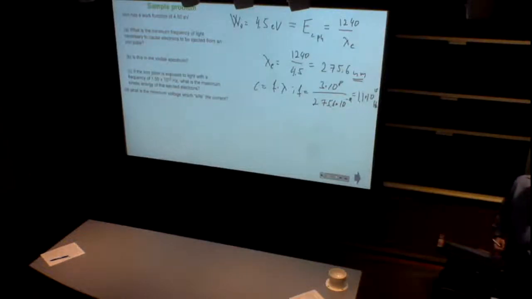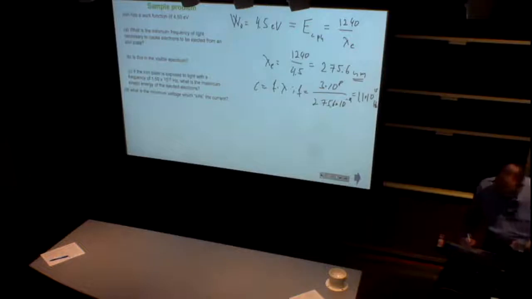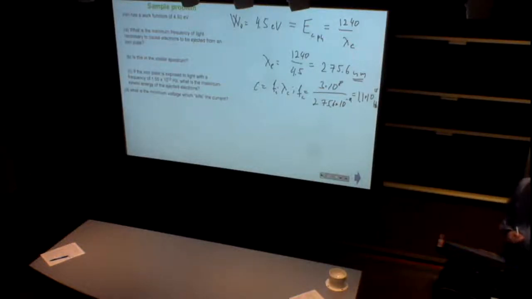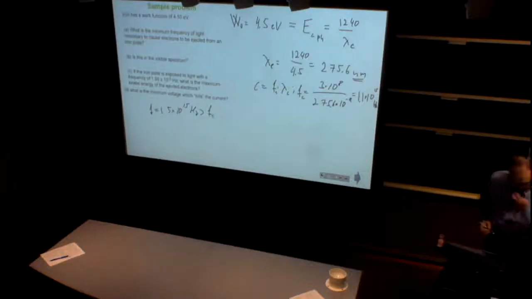Now, this is that critical frequency. Below that, there will be no electrons ejected from that plate. But above, this is the new frequency, which is greater than the critical one. If it shines, well, what's going to happen? Electrons exit outside and actually travel.